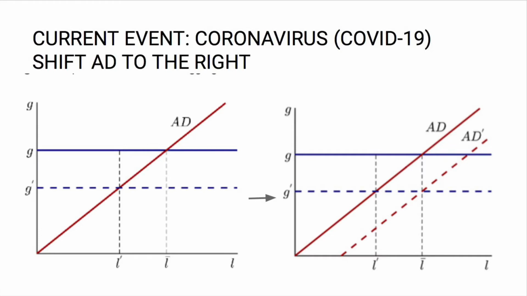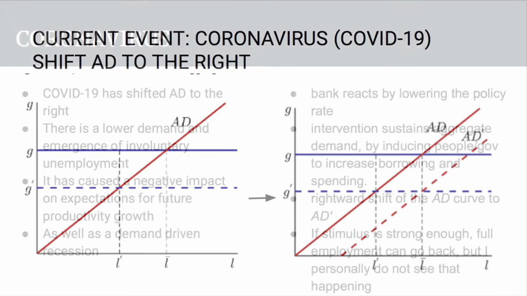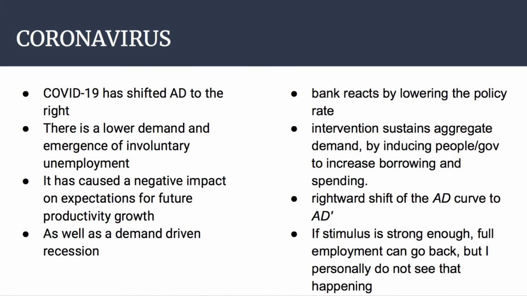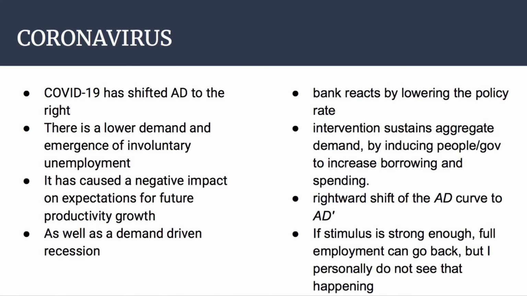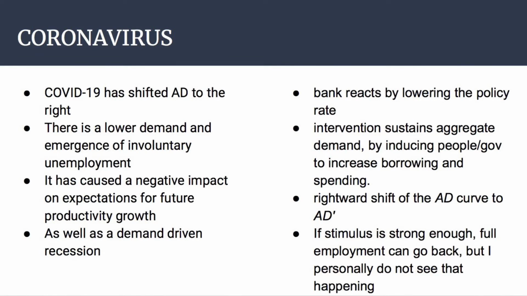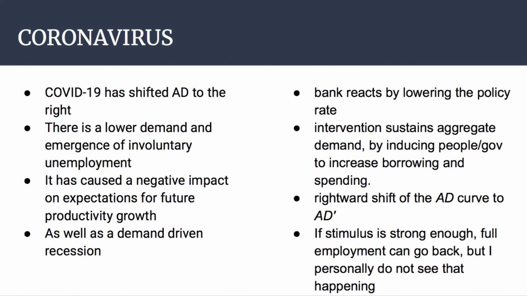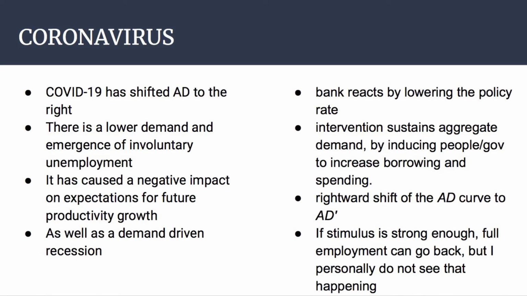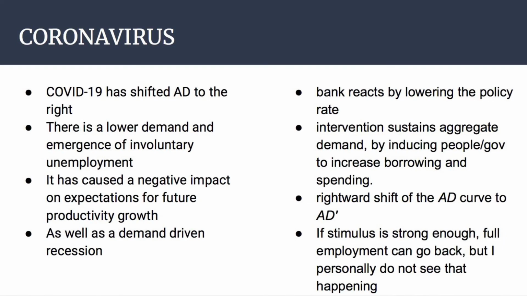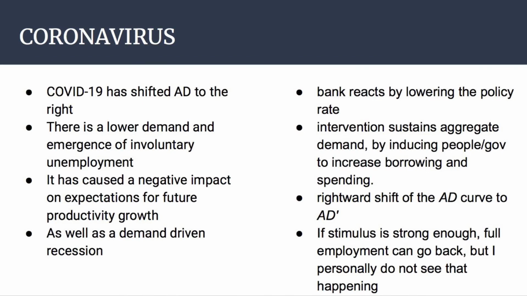The current event that I chose is the coronavirus, or COVID-19, and this shifted the AD graph to the right. COVID-19 has shifted AD, and there is a lower demand and an emergence of involuntary unemployment. COVID-19 has a negative impact on expectations for the future of productivity growth, as well as a demand-driven recession.